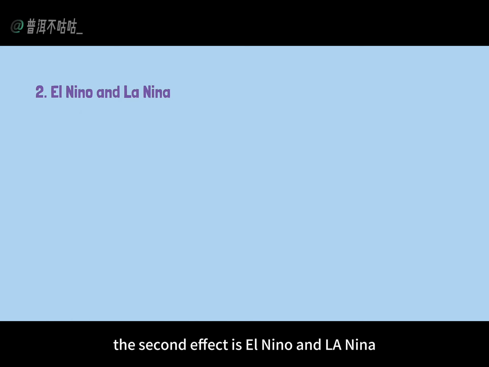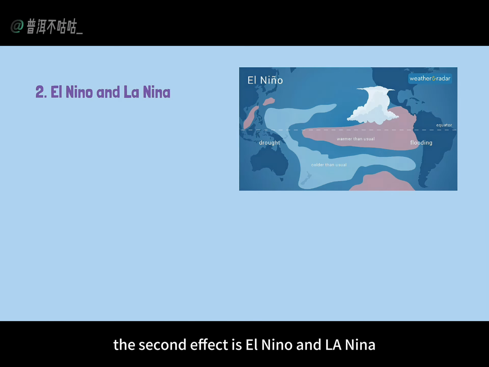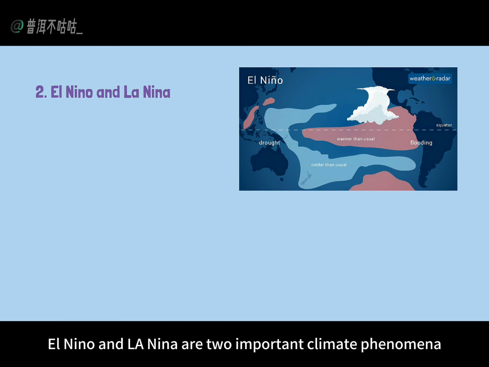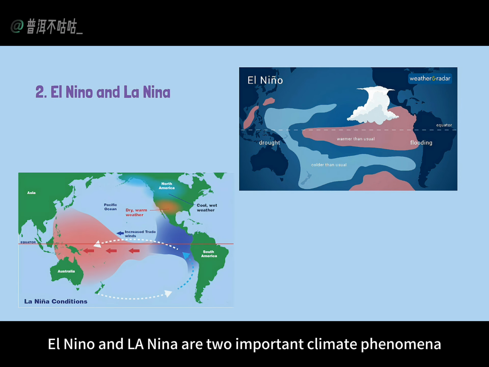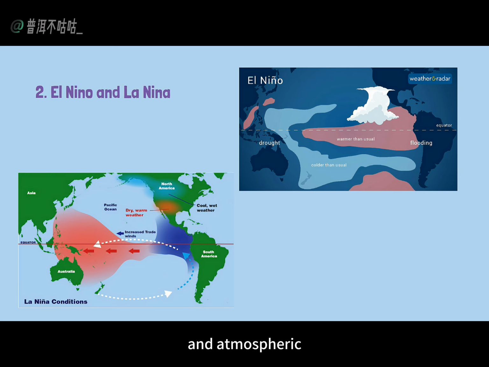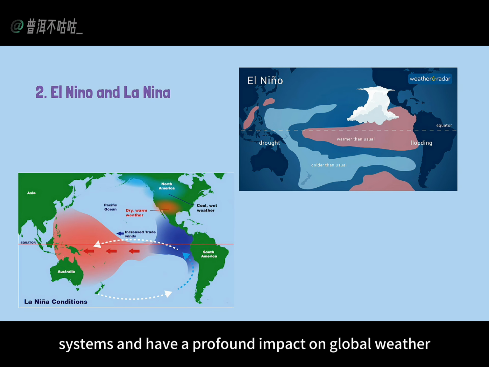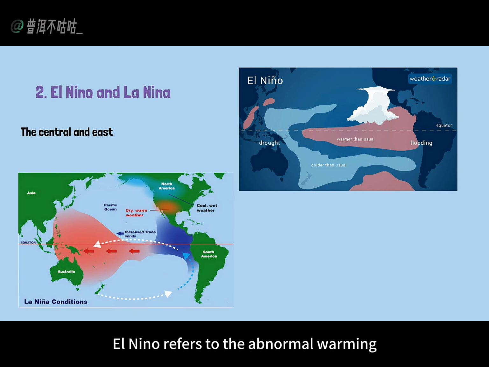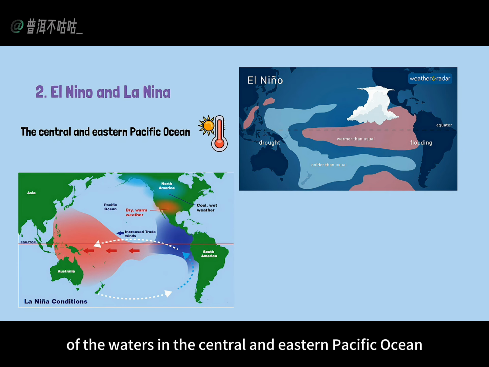The second effect is El Niño and La Niña. El Niño and La Niña are two important climate phenomena that originate from changes in the Pacific Ocean and atmospheric systems and have a profound impact on global weather. El Niño refers to the abnormal warming of the waters in the central and eastern Pacific Ocean.